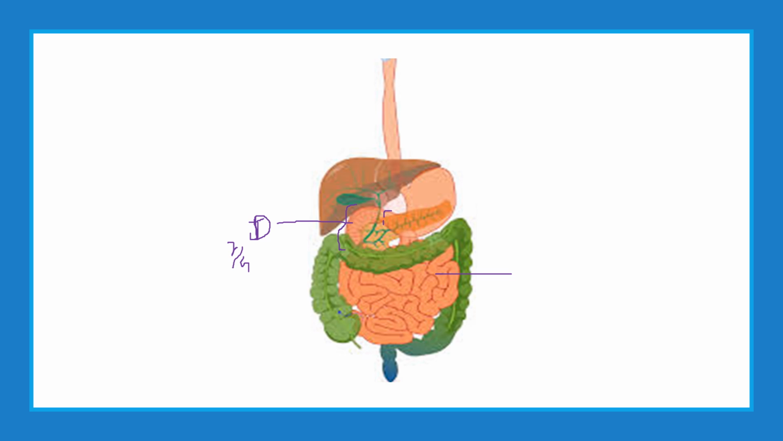After this, this portion is the jejunum, slightly longer than the duodenum, where the digestion of the undigested food is going to occur. And then later on, this portion, the longest portion of the small intestine, is the ileum.